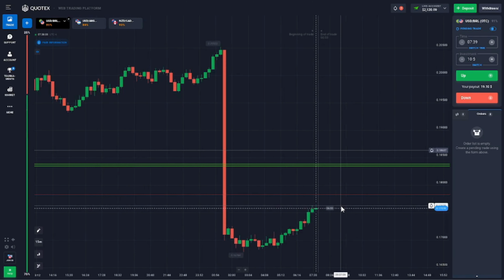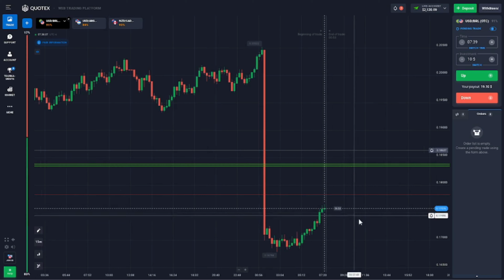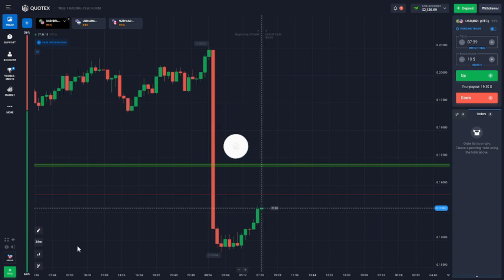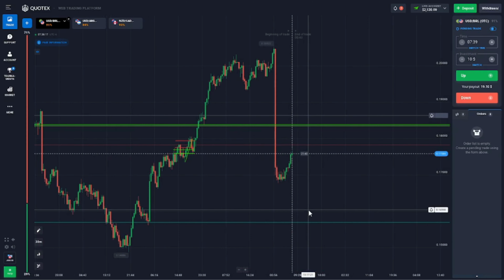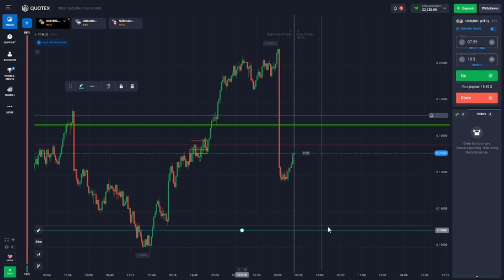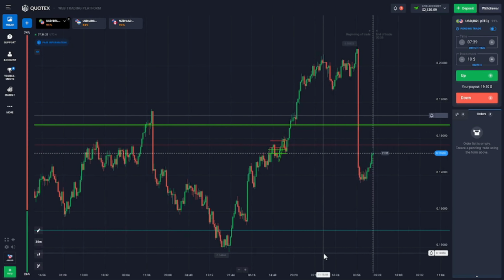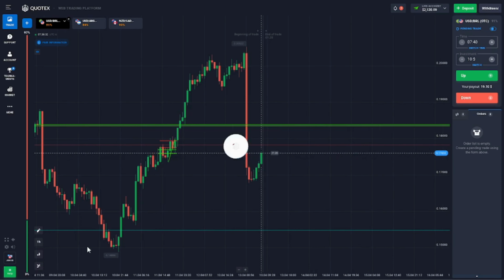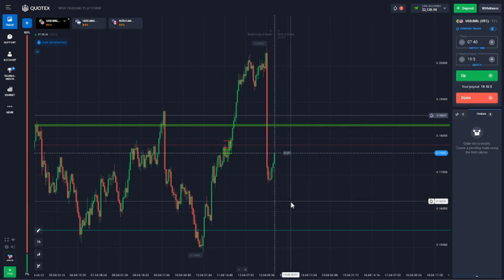15-minute chart. This chart shows the price movements of an asset over a 15-minute period. It can be used to identify longer-term trends and potential support and resistance levels. 30-minute chart. This chart shows the price movements of an asset over a 30-minute period. It is similar to the 15-minute chart but provides a wider view of the market and can be used to identify longer-term trends and potential support and resistance levels.